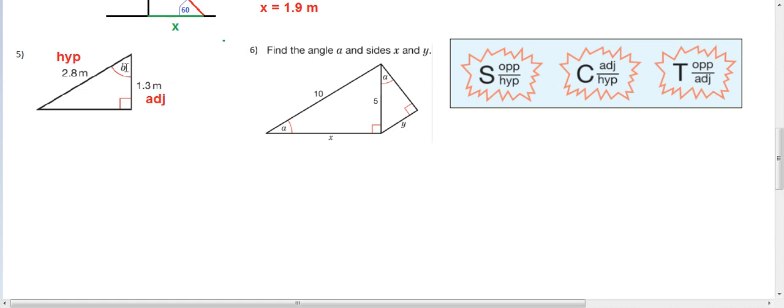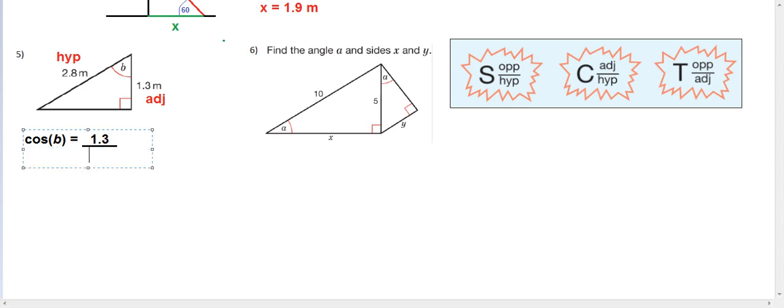So since we have this, what is the function that is relating adjacent side and hypotenuse? You are right, the cosine function. So let's use it. The cosine of B is equal to the adjacent side, 1.3 meters, divided by the hypotenuse, 2.8.